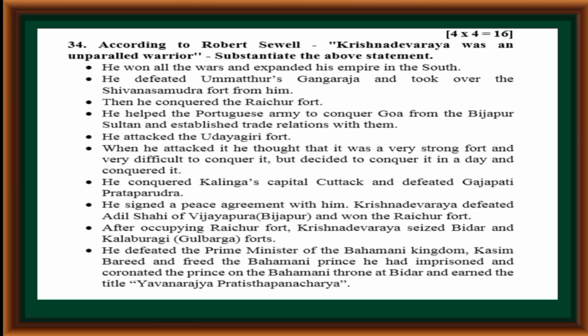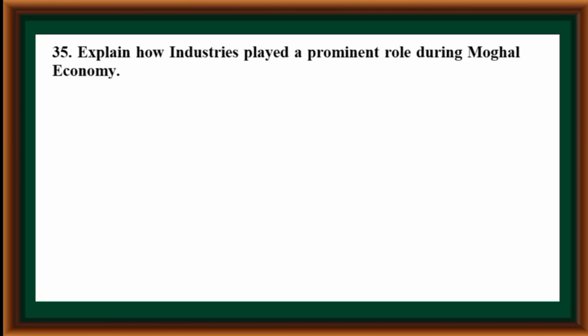He defeated Adil Shahi of Vijaypura, and won the Raichur fort. After occupying Raichur fort, he seized Bidar and Kalburgi forts. He defeated the Prime Minister of Bahmani Kingdom, Qasim Barid, and freed the Bahmani prince he had imprisoned and coronated the prince on the Bahmani throne at Bidar and earned the title Yavanarajya Pratishtapanacharya.